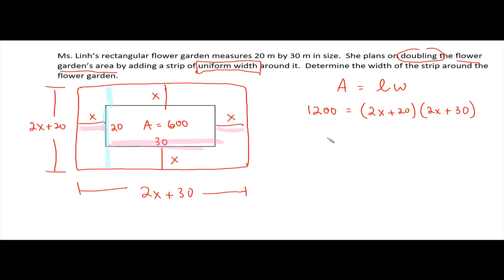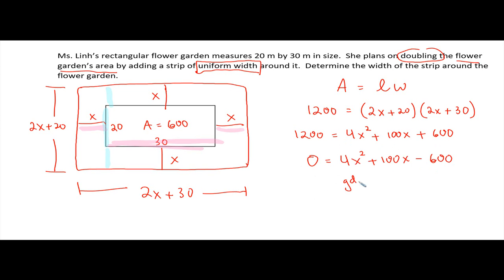And then let's multiply on the right side here. So we've got 1,200 is equal to 4x squared plus 100x, and then plus 600. And since we have a quadratic, we're going to set it equal to 0. So we get 4x squared plus 100x minus 600, right? And once again, if you're allowed to use a calculator, I would just solve it using the calculator. It's much easier. That way we don't have to try and factor this thing.